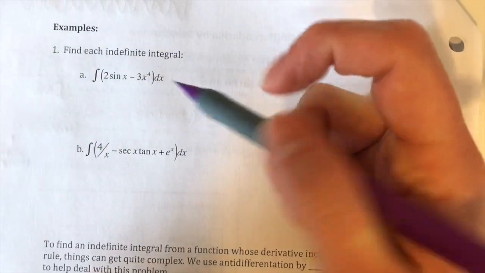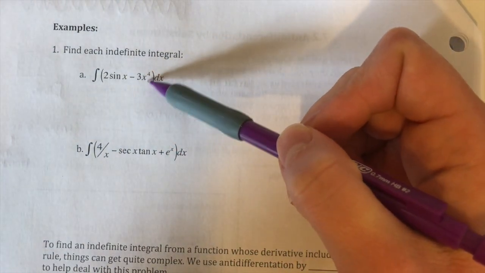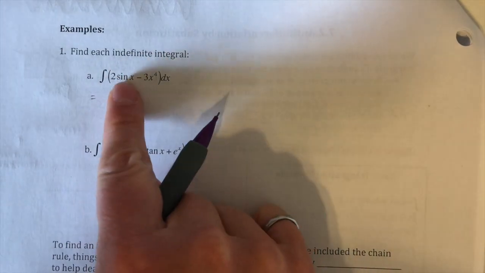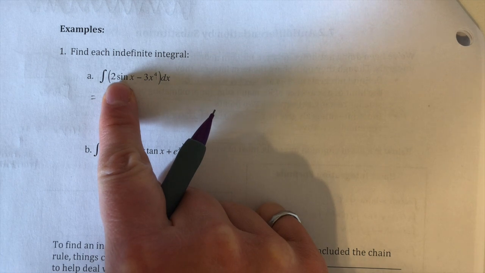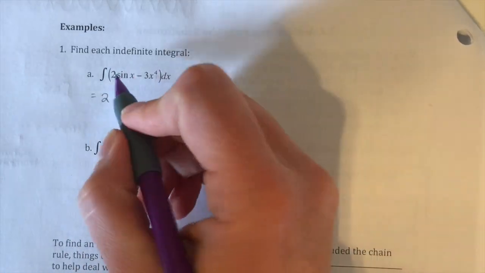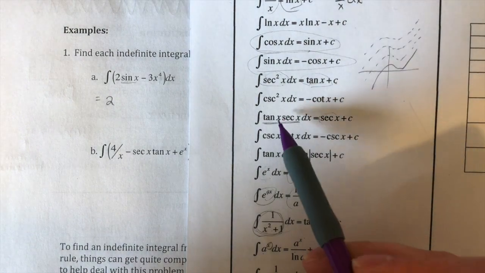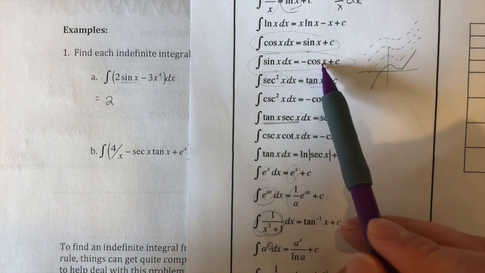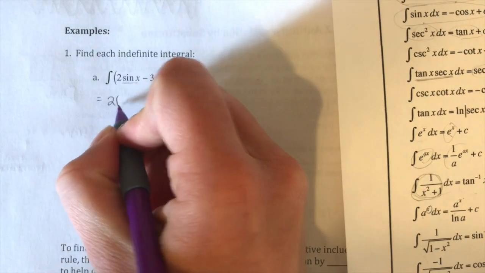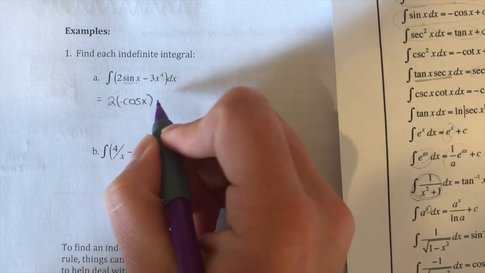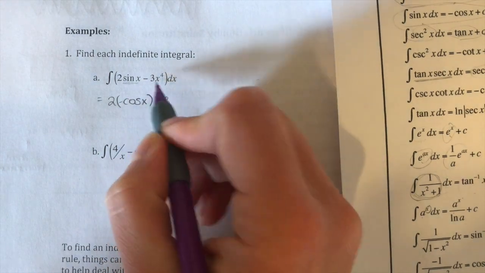So we've got the integral of 2 sine x minus 3x to the 4 dx. Basically we're doing the antiderivative of both of these. We're looking at our integral chart. Remember that the 2 can come out in front, and then we're looking for the integral of sine x. The integral of sine x dx is negative cos x. So this would be negative cos x, and then minus the 3 can stay.